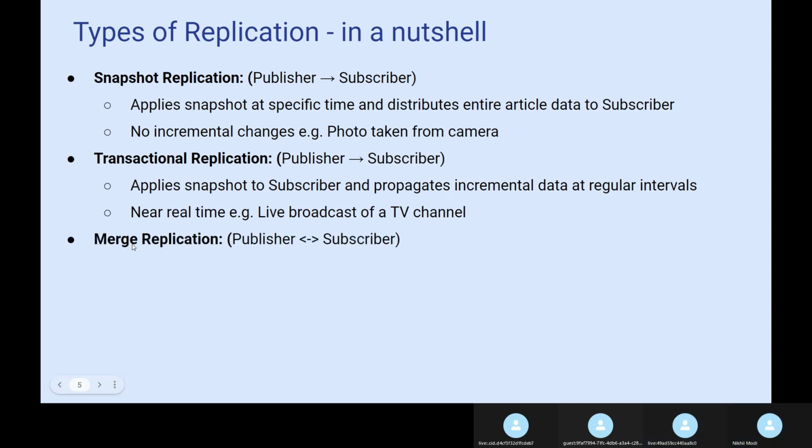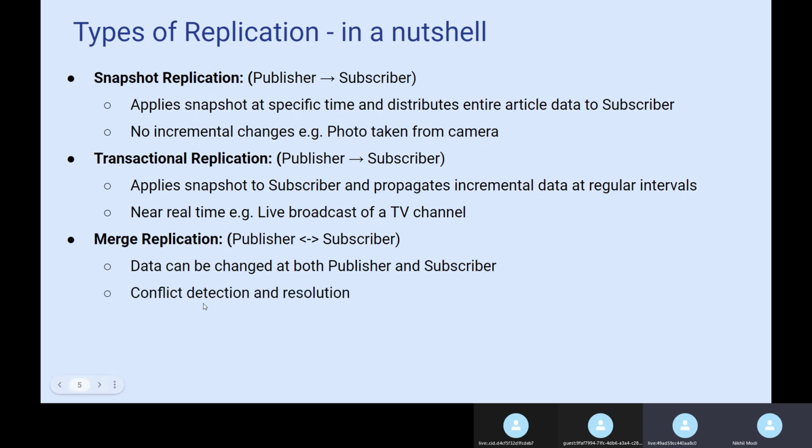Merge replication. The difference is, it's bidirectional. Data can be changed at both the publisher and the subscriber. So at the publisher I'm changing the data, and at the subscriber I'm also changing the data. Definitely you will have conflicts, because the subscriber can change the data, and the publisher can also. So we will see how we can detect and resolve it. We'll have a demo for it.